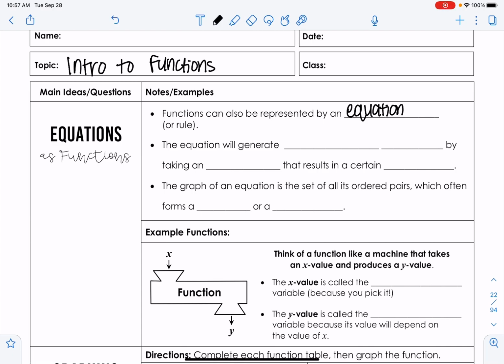The equation will generate ordered pairs by taking an input that results in a certain output. The graph of an equation is the set of all its ordered pairs, which often forms a line or a curve.